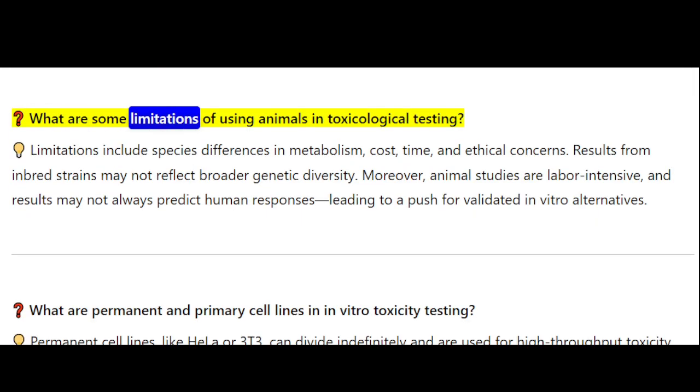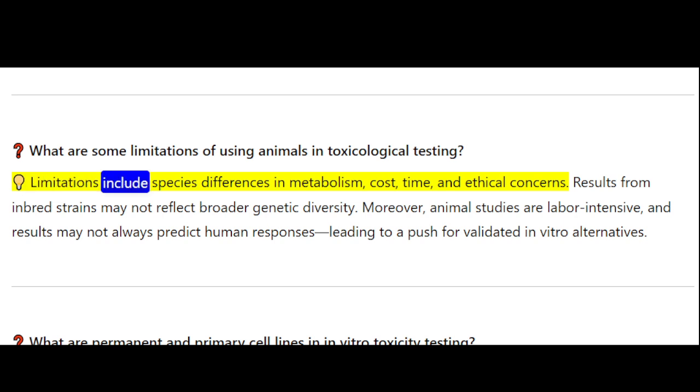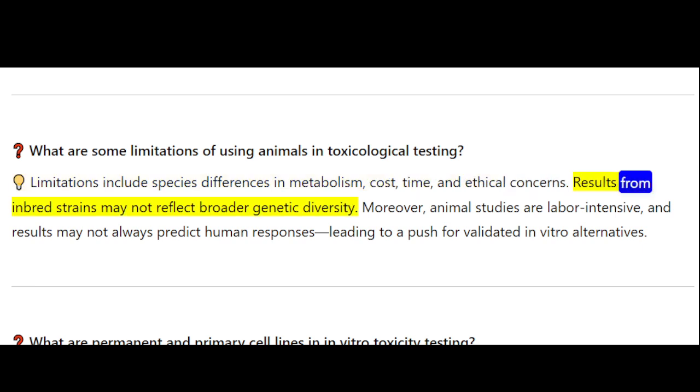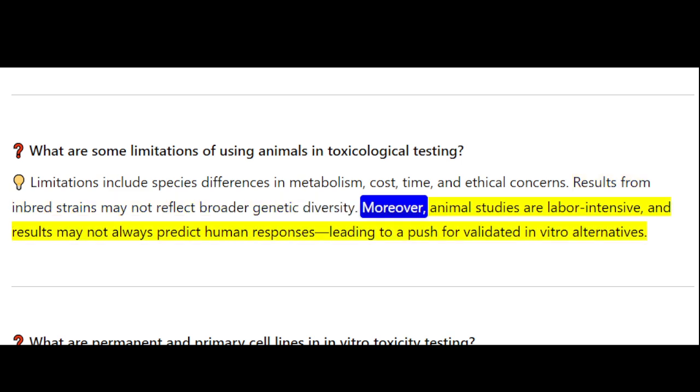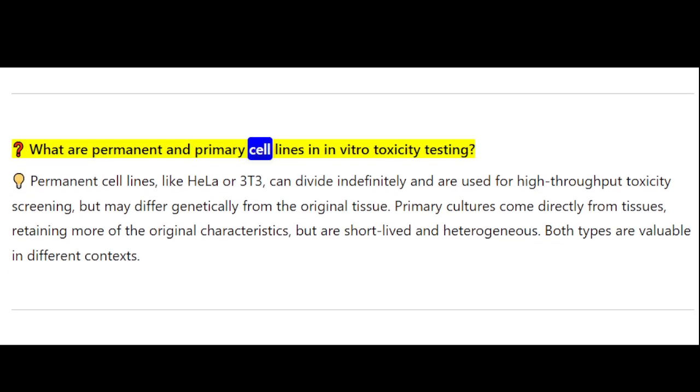What are some limitations of using animals in toxicological testing? Limitations include species differences in metabolism, cost, time, and ethical concerns. Results from inbred strains may not reflect broader genetic diversity. Moreover, animal studies are labor-intensive, and results may not always predict human responses, leading to a push for validated in vitro alternatives.